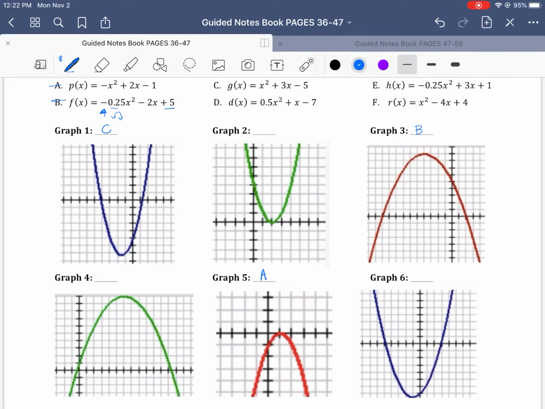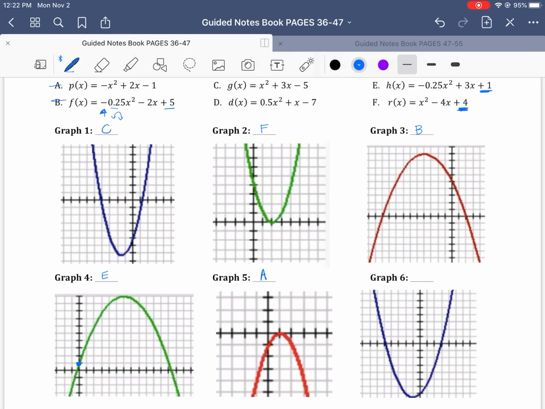Graph 1. Graph 2, we're looking at one that's opening up and crossing at a positive 4, so it looks like F has that positive 4 on the end there. And we can just do that same thing on each of these. Graph 4 would be E, because look, it's crossing at that positive 1 and it's opening down.